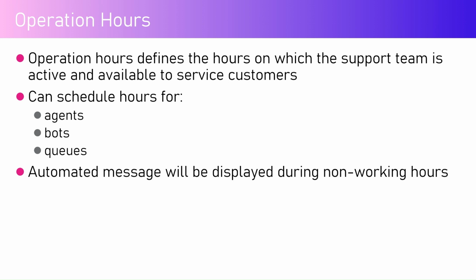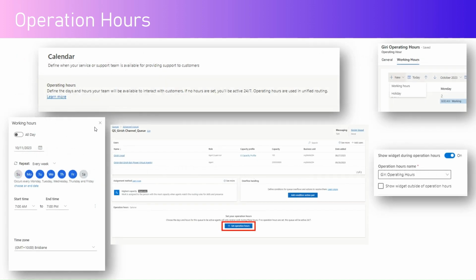Operation hours basically means this is the time during which the customer service system is open and the customer can raise a support request only during that specific time. Usually it's during the daytime, but for some organizations it is 24 by 7. Now, there are multiple places where it is referenced.